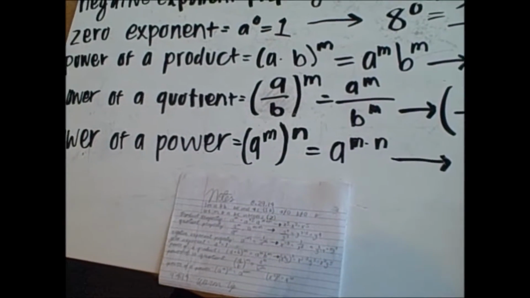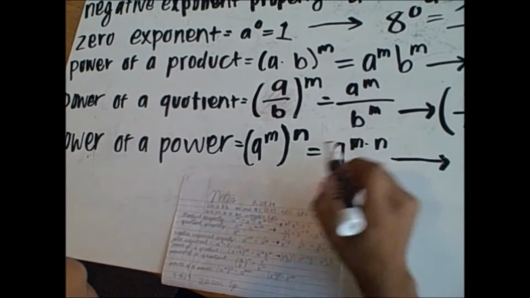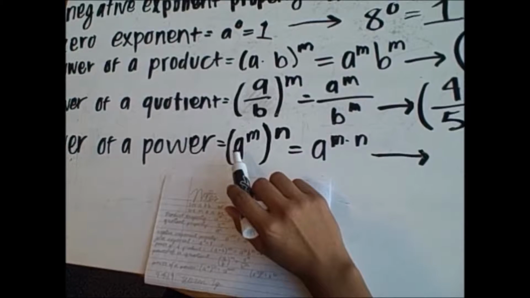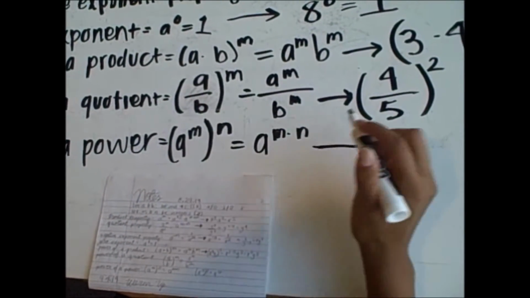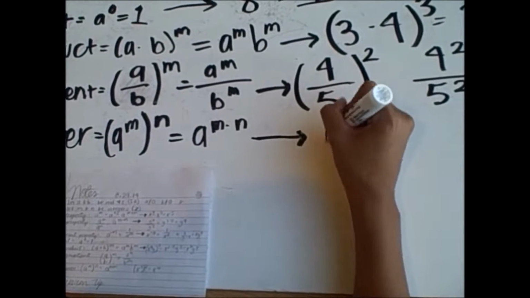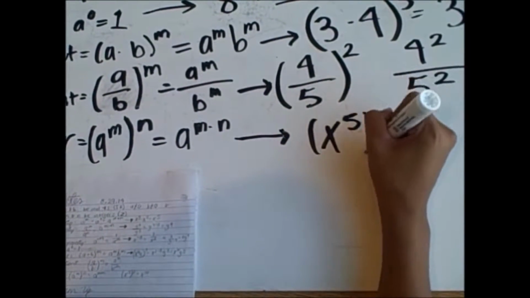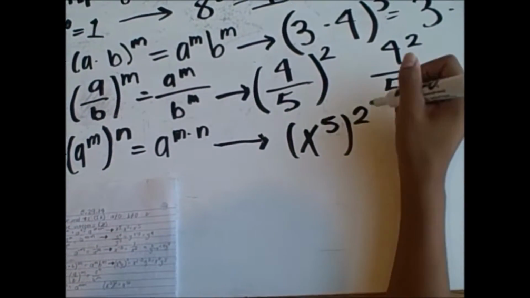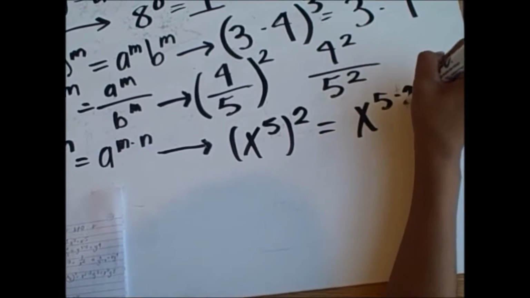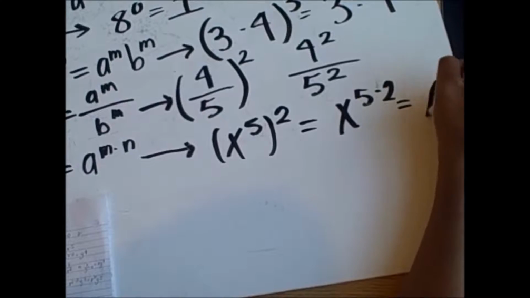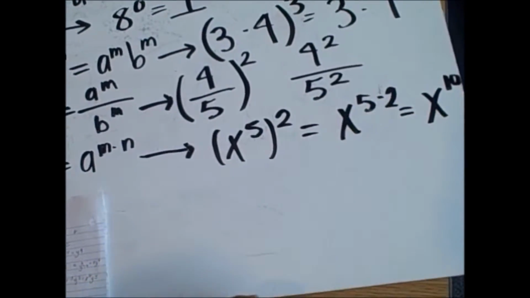Then you have power of a power, and it's two exponents. One is in the parentheses, so you just have to know that you have to multiply both exponents. So you could have x to the fifth power all to the second power, which just equals x to the 5 times 2, which equals x to the 10th.